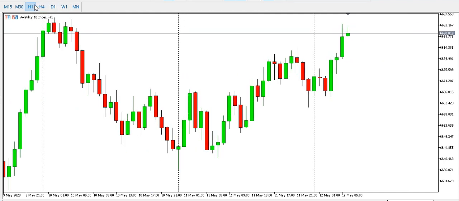Let's look at V10 on the 1-hour time frame. You can see an inverted head and shoulder on the 1-hour time frame.